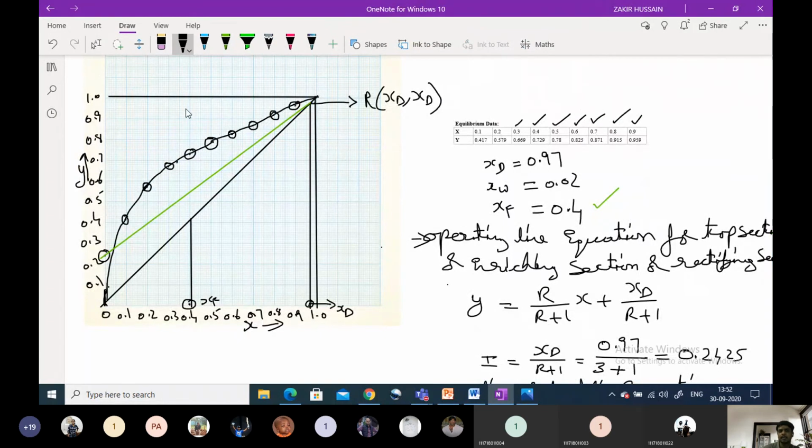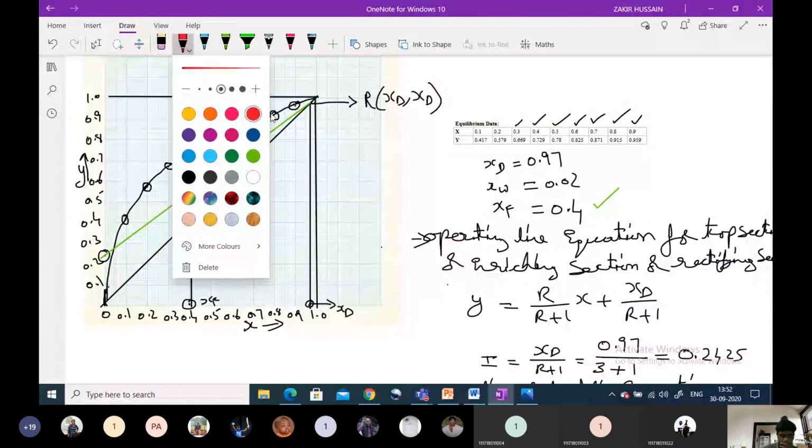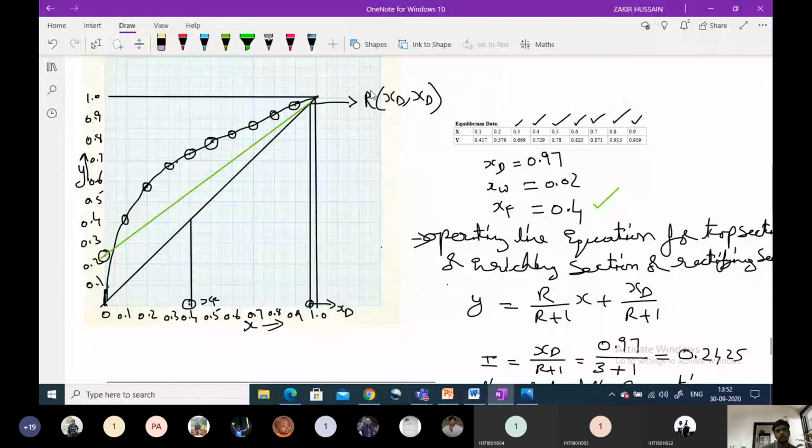For q is equal to 1 it is a straight vertical line. For q is equal to 0 it will be a horizontal line. So we can directly draw the q line equation. We can take some other color. From here we can draw our straight vertical line. So this red line is called the q line. After drawing this q line, see, this is the intersecting point.